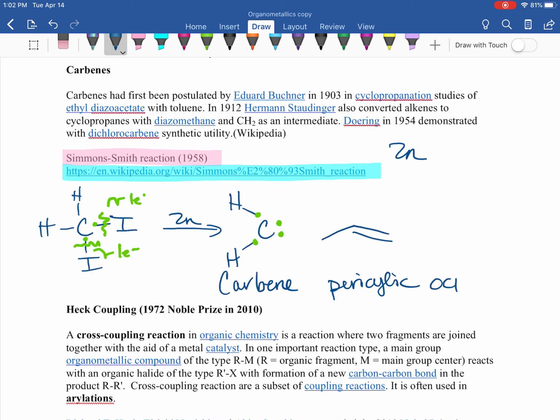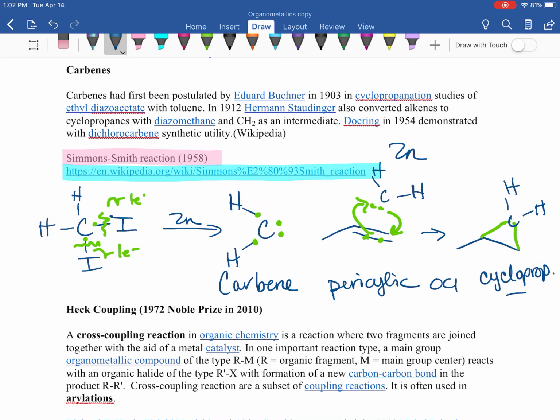Our pericyclic reaction is very specific with an alkene. And what happens is those 2 electrons in that carbene will form a ring with the 2 electrons in our alkene. Pericyclic means they happen all in a ring. And we just made, this is your carbon from your carbene right there, and you just made a cyclopropane.